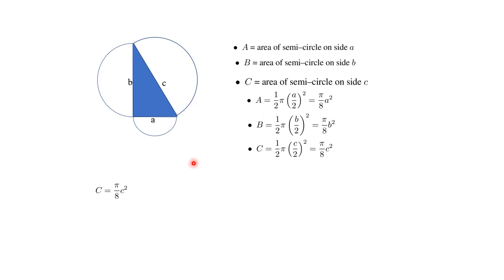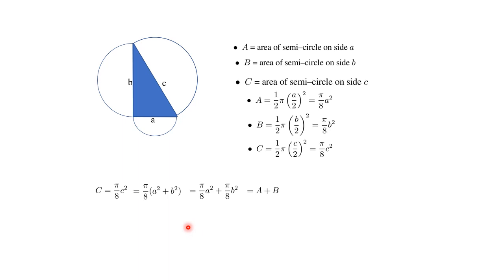So what is the area here? Capital C, it's pi times c squared over 8, pi over 8 times c squared, and c squared, we know from Pythagoras' theorem before, is a squared plus b squared, and multiply out, and that is the area of A, and that is the area of B.